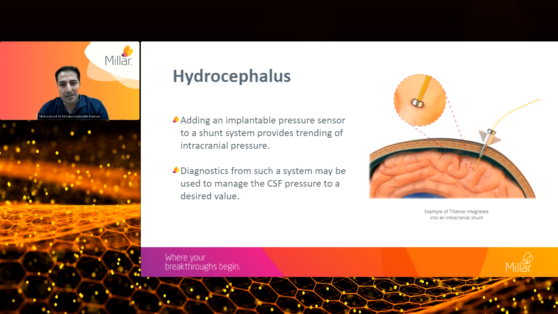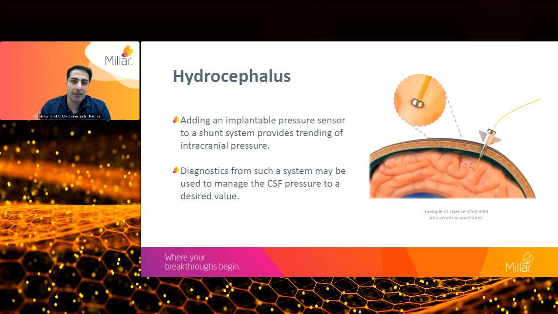Another clinical condition where Tysons could make a difference is hydrocephalus. It's a disorder caused by excess cerebrospinal fluid, or CSF, buildup in the brain, and this can lead to serious brain damage. One of the ways to manage hydrocephalus is to surgically implant a shunt that drains the excess CSF to either the chest cavity or abdomen. While effective, these systems do not provide real-time monitoring of intracranial pressures. This is where Tysons comes in.